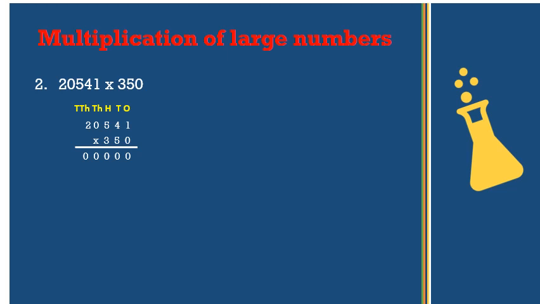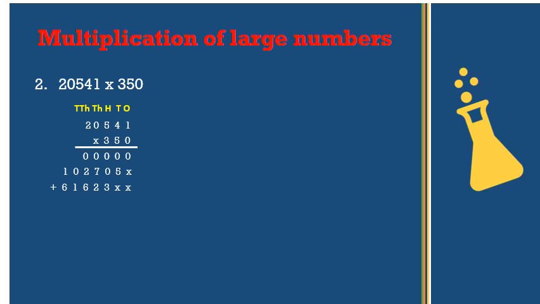Now in the next step, we will multiply 20,541 by 5. And since 5 is at tens place, we will start the multiplication from the tens place and we will put a cross at the ones place. So the product is 102705.